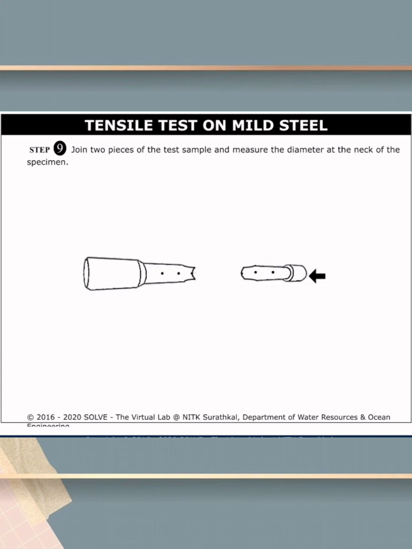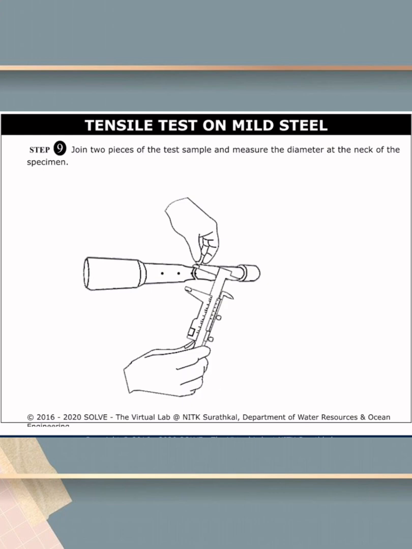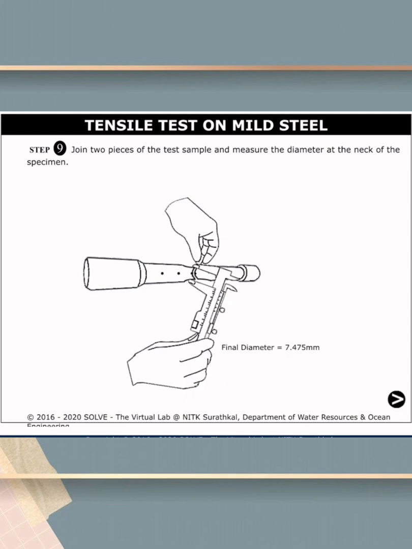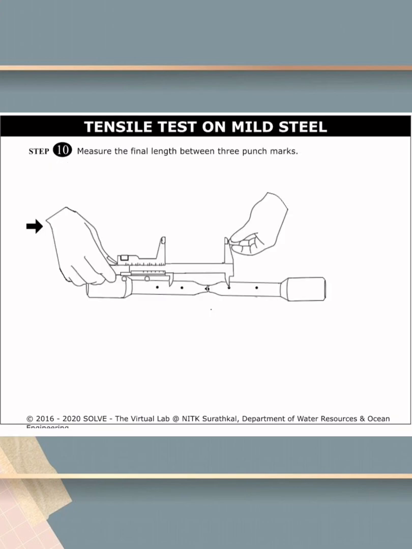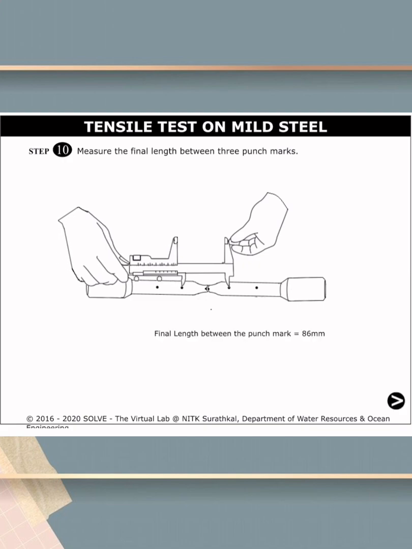Step 9. Join two pieces of test sample and measure the diameter at the neck of the specimen, and the final diameter value obtained is 7.475 millimeters. Step 10. We have to measure the final length between the punch marks, and the final length between the punch marks is 86 millimeters.